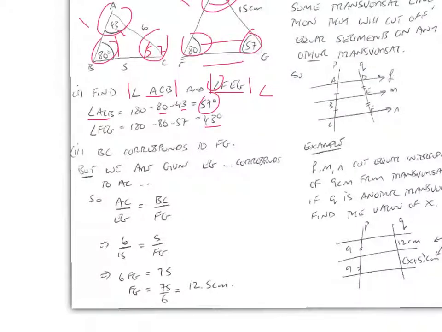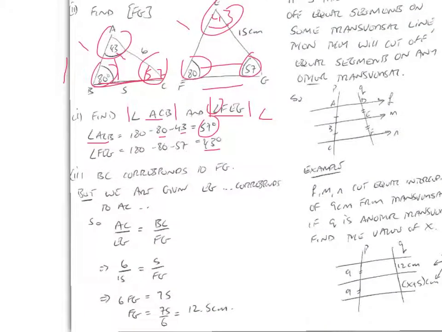And then we need to find FG. So in our two triangles then, BC is a side opposite the angle 43. So that must correspond with FG here, because that's opposite the angle that's 43. So the corresponding sides. Okay, so BC corresponds to FG, but we're given EG, so we know what EG is. It's 15. And we know that corresponds to AC, we also know that as well.